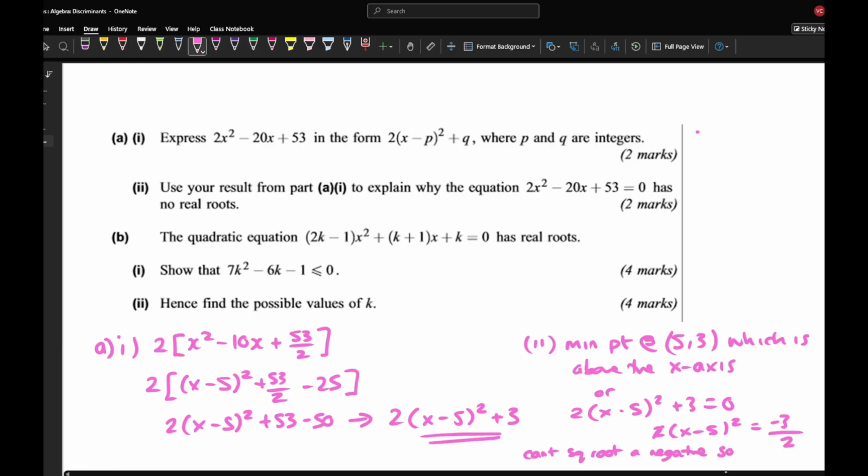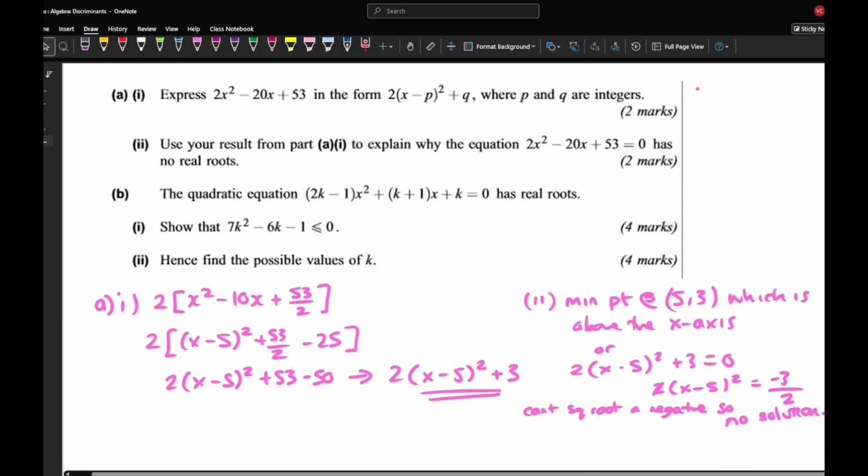so no solutions. And hopefully you've got more room on your sheet than I have. So that's your answer for part A(i). In fact, let's just move this up a little bit so we would have had a little bit more room.